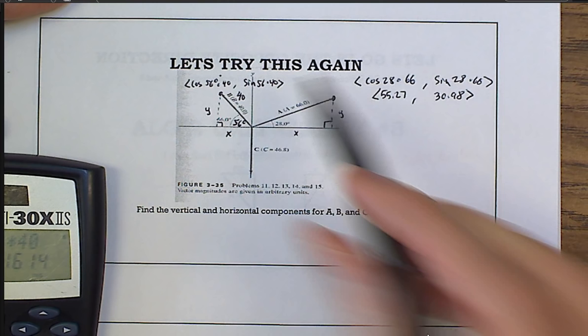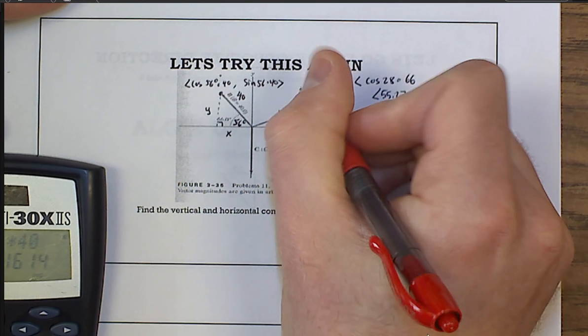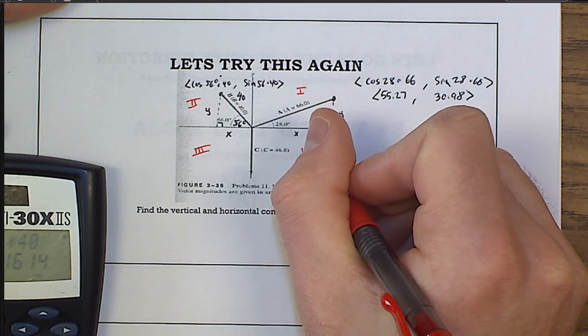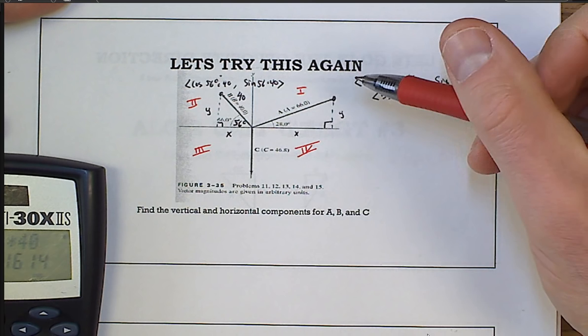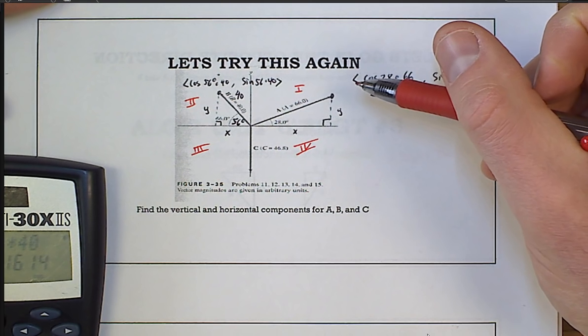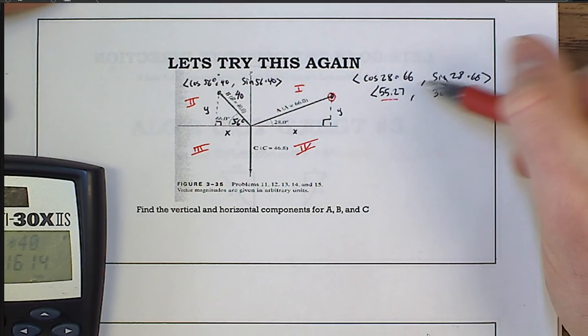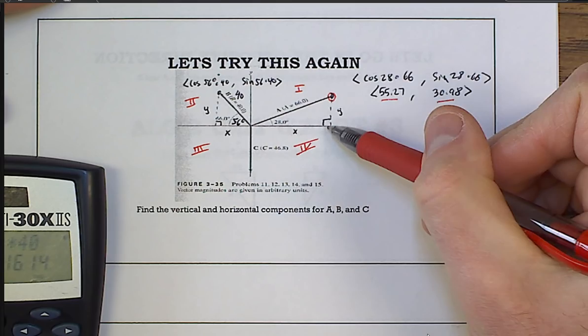Notice the quadrants. This is quadrant 1, this is quadrant 2, this is quadrant 3, this is quadrant 4, right? We have to obey our positive and negative rules in our quadrants. Like this point right here is going to be positive, positive, because your x value is positive and your y value is positive.